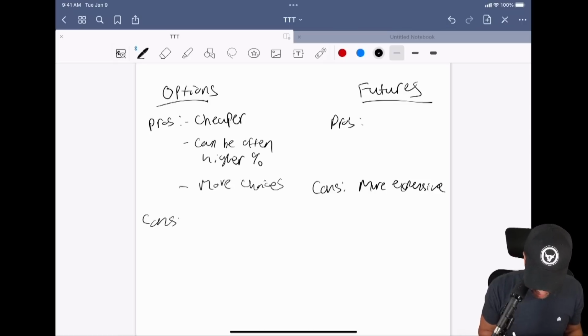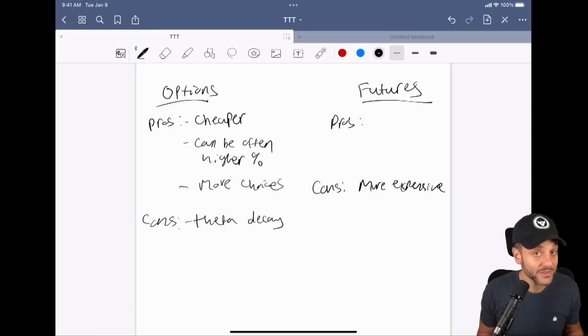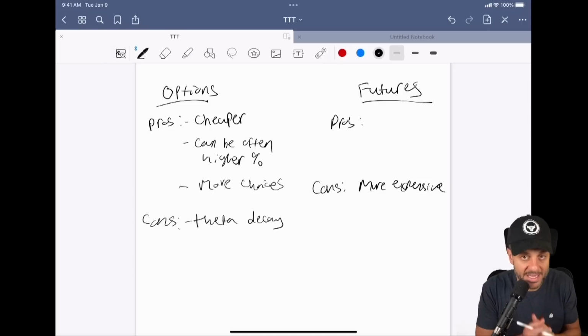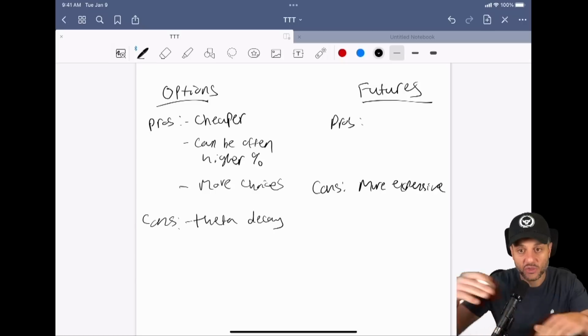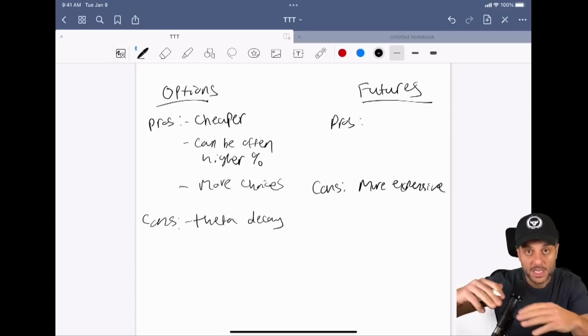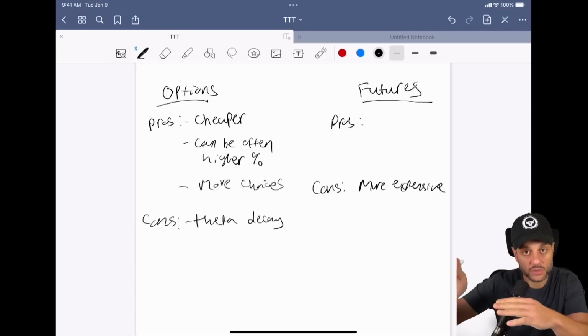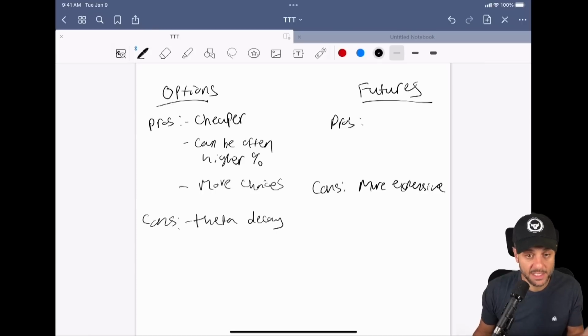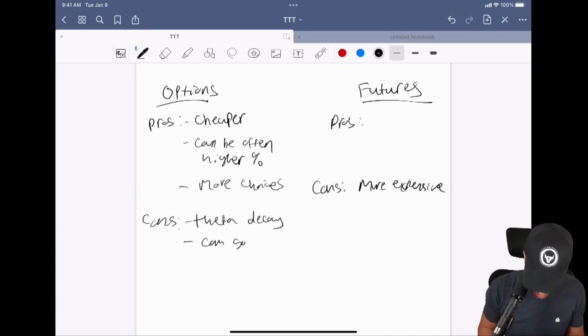Now, cons with options. You have what's called theta decay, meaning every day an option becomes less valuable. Yes, even winning ones, right? This is the concept that newbies don't understand, that options are meant to drop in value every single day that they are kept open. The only reason that you might be in a winning position day after day is because delta is working in your favor. That means that the stock is moving towards your position, up if you have a call or down if you have a put. But theta decay, meaning they can easily go to zero if they are out of the money. So cons, theta decay can go to zero.